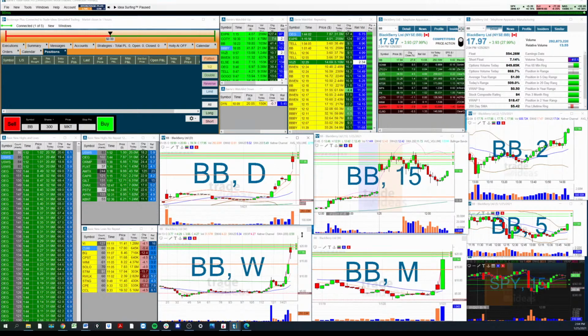Again, this was just a startling winner for me. Oh yeah, other than volume. Volume is coming in. Look at that 5-minute chart.